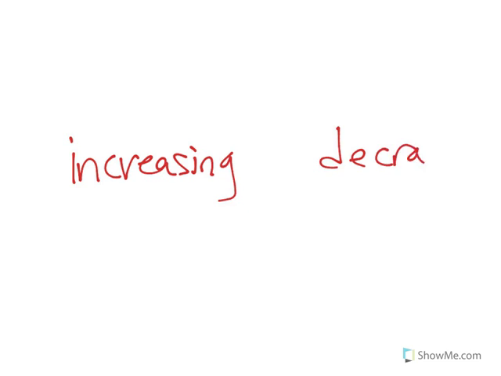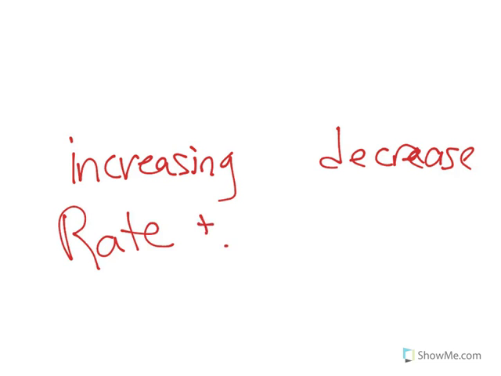So oftentimes they'll ask you whether an amount is increasing or decreasing. If they ask you whether an amount is increasing or decreasing, all you're going to look at is the rate. Is the rate positive? Then it's going to be increasing. If the rate is negative, then it's going to be decreasing.